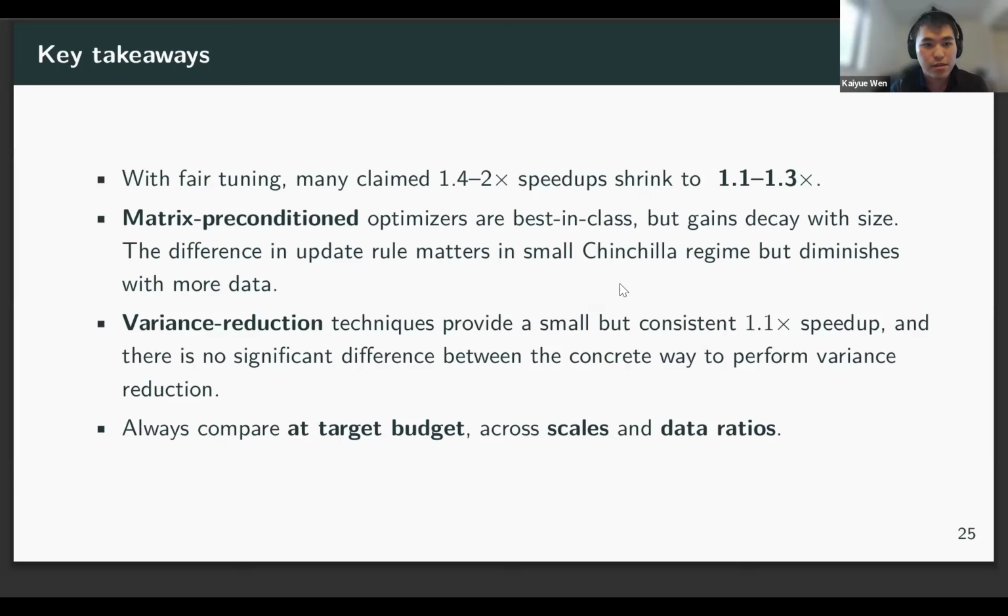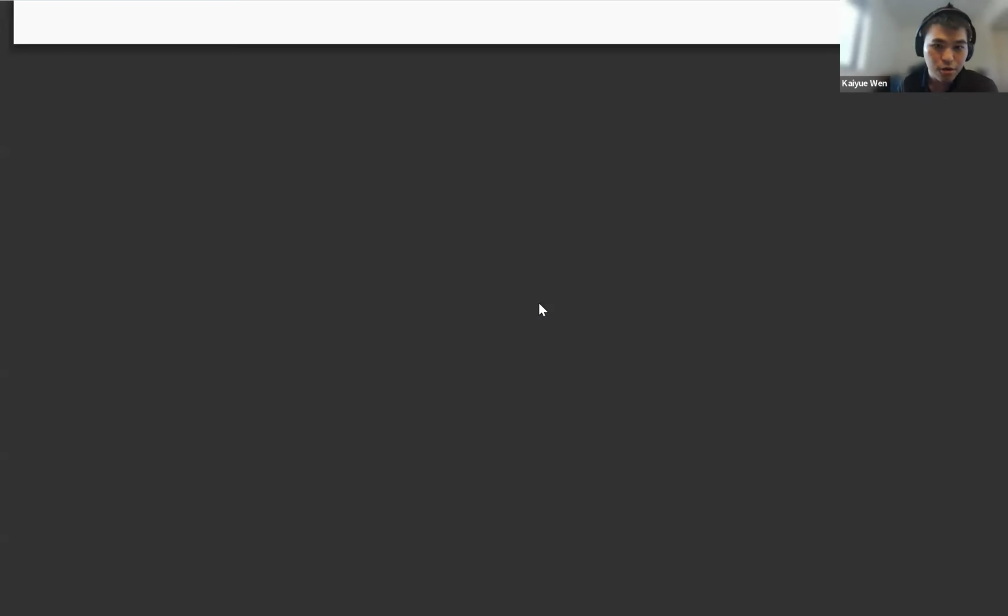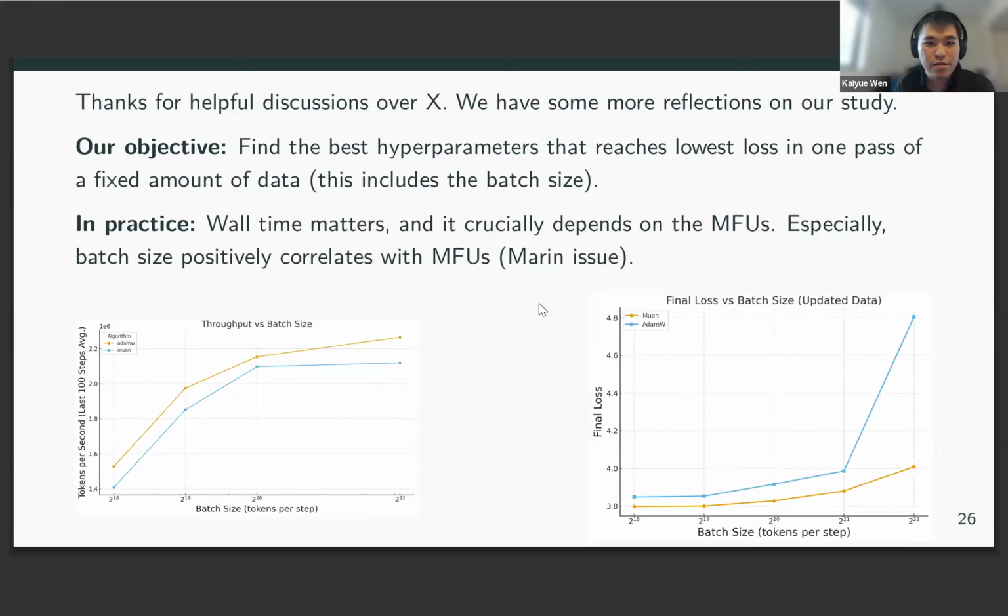And finally, I'm going to share something that is not in the paper. Oh, what happened? I think there's a small bug, but yeah, this is working.